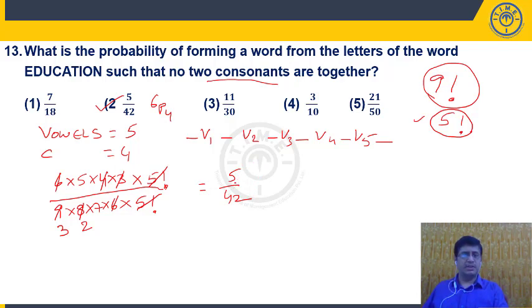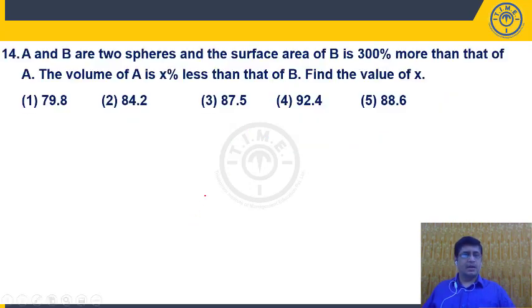Okay, now look at the next one. But students, look at this question. A and B are two spheres. The surface area of sphere B is 300% more than that of A, and the volume of A is x% less than that of B. Find the value of x. So surface area means the curved surface area of spheres A and B. What is the formula to find the curved surface area? 4 pi r square.